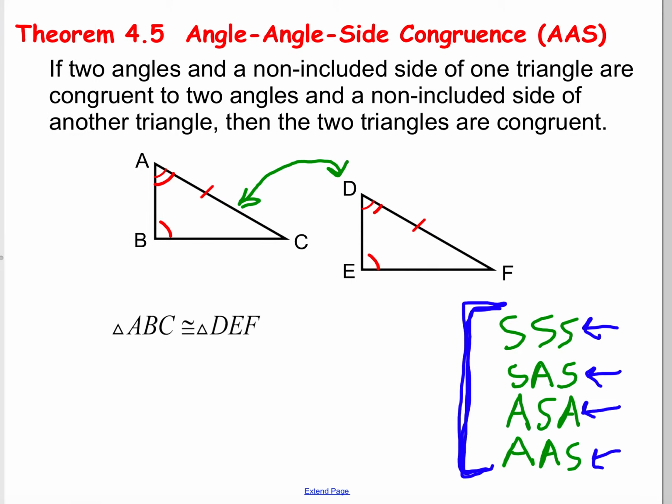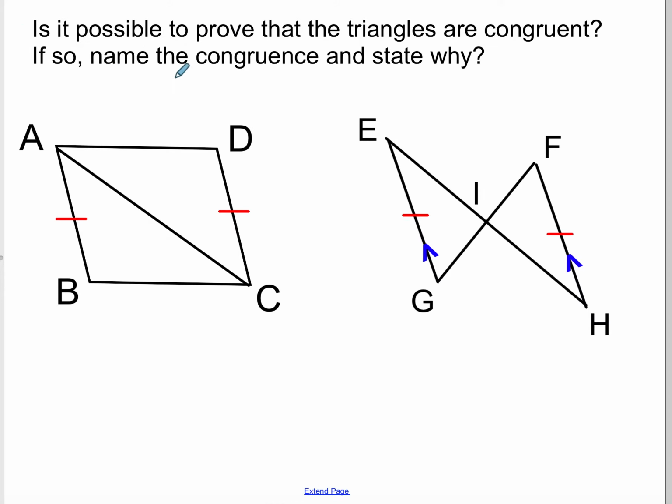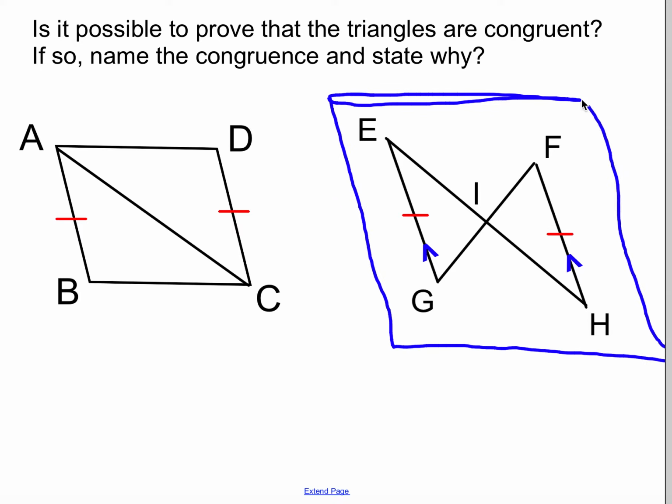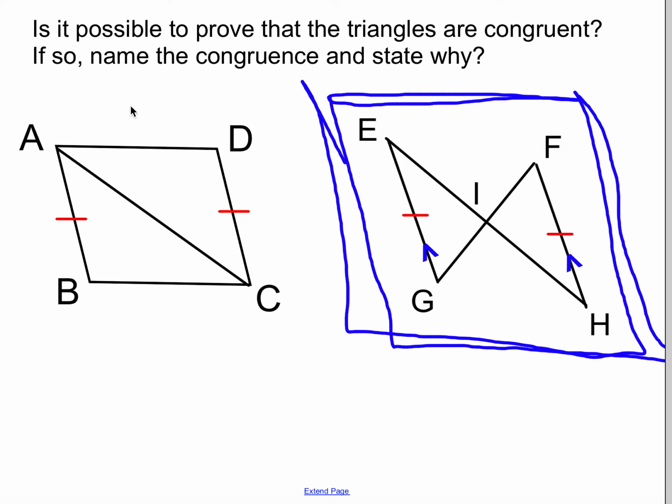So, moving right along, we're going to look at a few examples and try to see if we can prove any of our congruence postulates. Is it possible to prove that these two triangles are congruent? If so, name the congruence and state why. We're just going to go through this first one, and then I would like you to come ask me about this one right here. Just do this first one and then come ask me about this, and I'm going to teach you a rule.